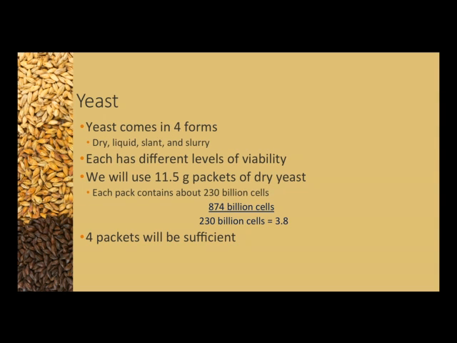Calculating how many yeast cells needed to pitch for a healthy fermentation is just the beginning of actually pitching. Yeast typically comes in 4 forms: dry, liquid, slant, and slurry. Slurry is yeast harvested from a previous fermentation. Each form comes with different levels of viability and volumes that will come into play as a brewer decides how much to use. For the purpose of our example, we will use 11.5 gram packets of dry yeast.